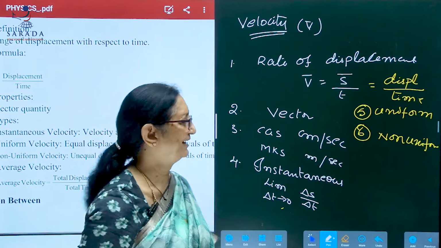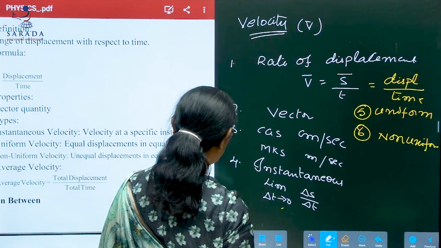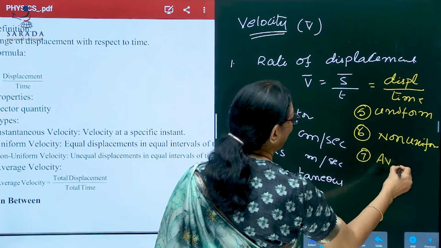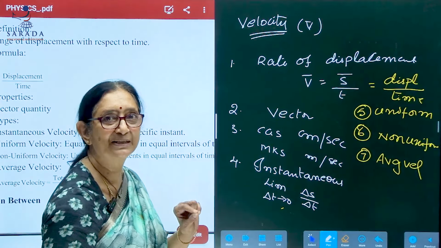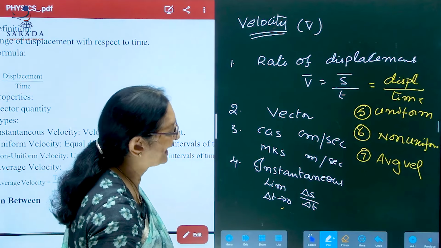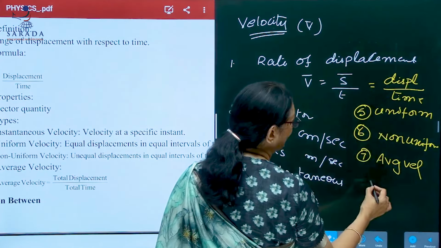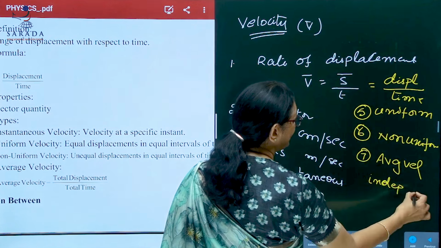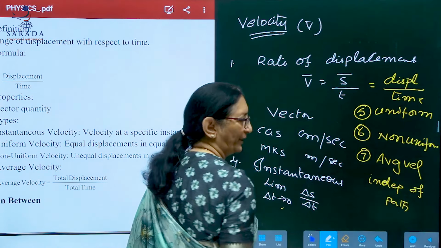Average velocity. What is average velocity? You just tell me. Average velocity is total displacement by total time. As the displacement is independent of the path, average velocity is independent of the path taken by the body.